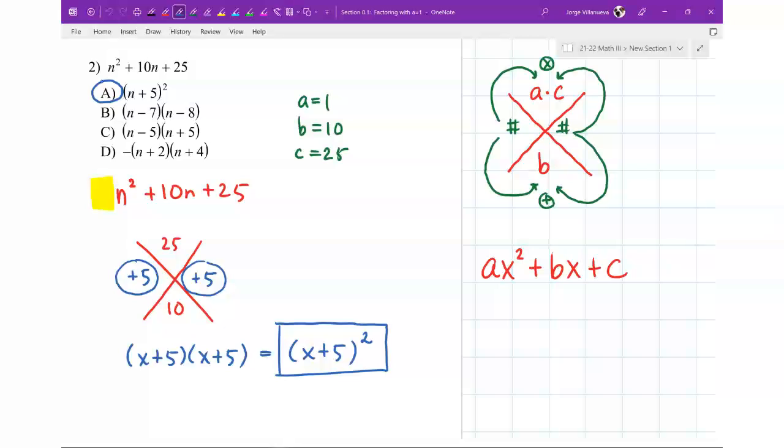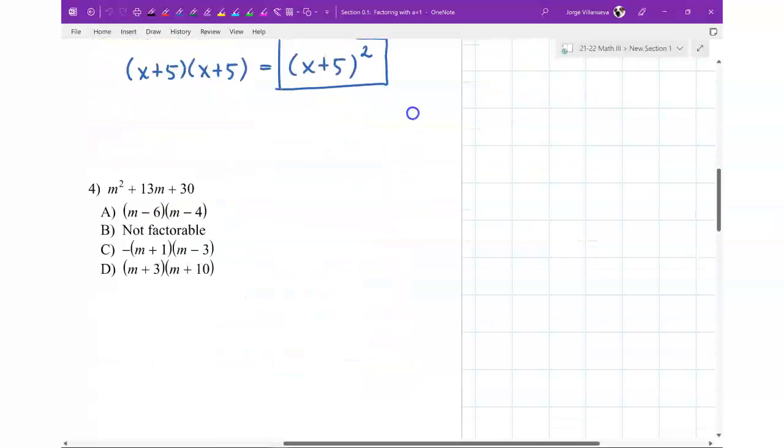But this is basically what we're going to be doing for your homework for today. Just a quick review of this. So let's go over question 4.